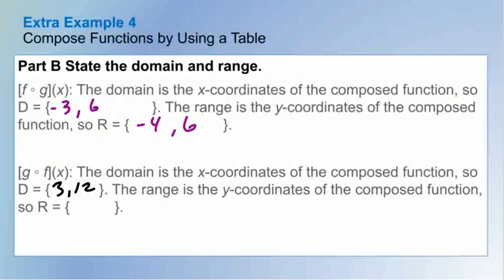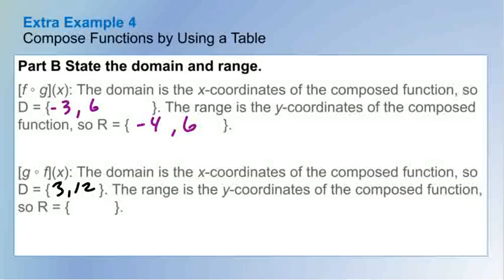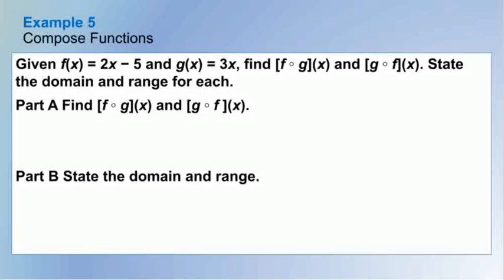And then the range would be 4, 12. Moving on to example 5. Given f of x equaling 2x minus 5 and g of x equaling 3x, find f of g of x and g of f of x, state the domain and range. So now here we don't have a table, we just have what the functions are.